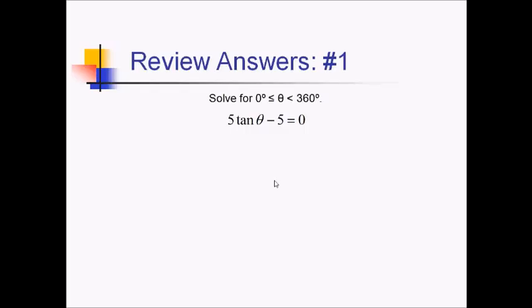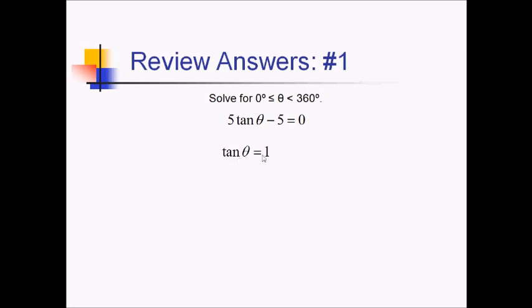To solve this trig equation for angles between 0 and 360, we need to first isolate the trig function. So adding 5 and dividing by 5, we have tan of theta equals 1. Next, let's figure out where our answers are going to be. Since this isn't sine or cosine equaling 1 or negative 1, we know we're going to get two different answers for this. So let's figure out where they could be based on what function this is.